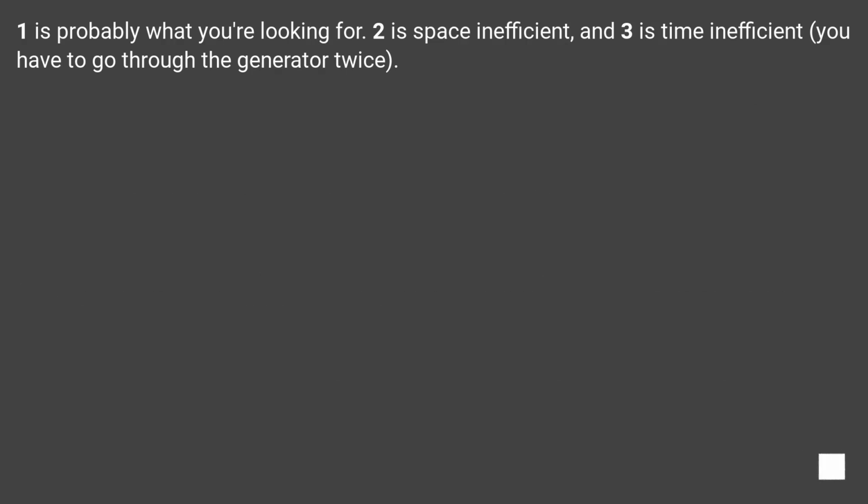One is probably what you're looking for. Two is space inefficient, and three is time inefficient. You have to go through the generator twice.